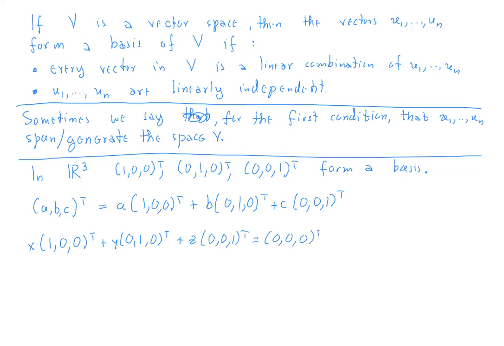Then this would imply right away that x, y, z is 0, i.e. they're linearly independent. And here that means that they span R3.